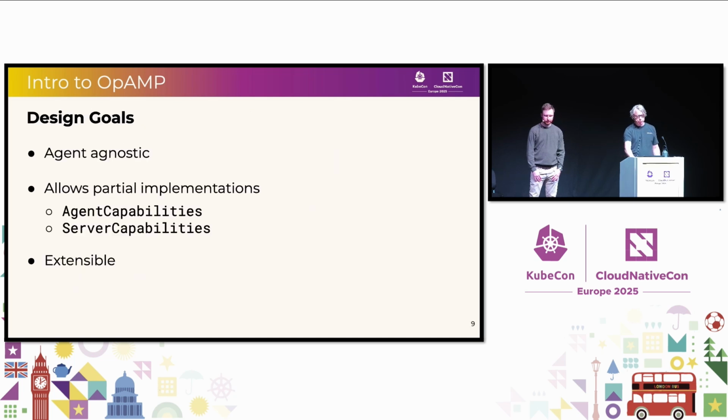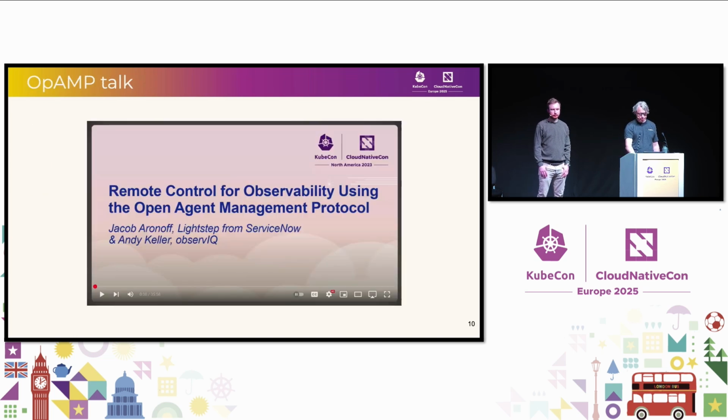While the project lives within the OpenTelemetry GitHub organization, OpAMP is designed to be agent agnostic. We hope that other agents in the future will support OpAMP for remote management. OpAMP allows for partial implementations of the protocol, so only capabilities supported by both the agent and the server are enabled. And this also allows the protocol to be extensible. New features can be added to the spec without requiring support from all agents and servers.